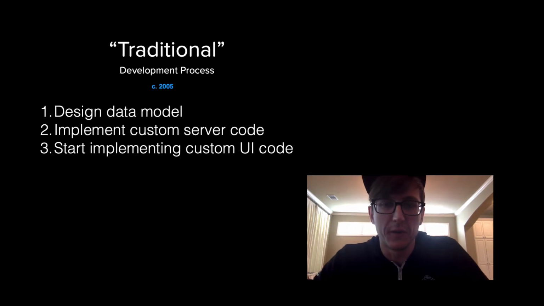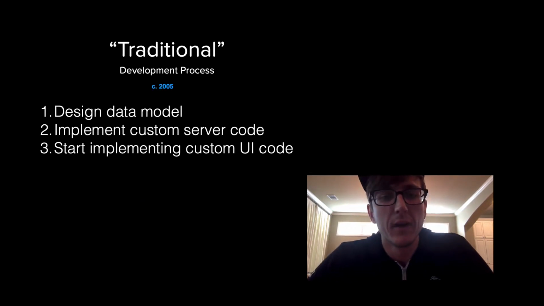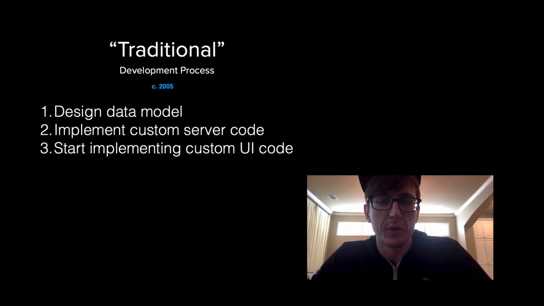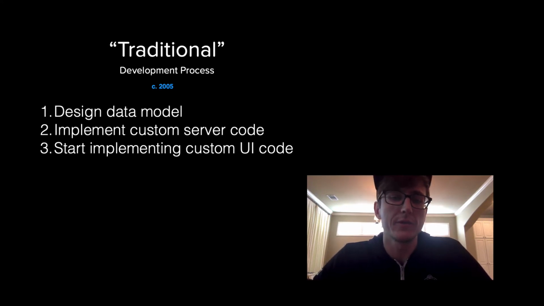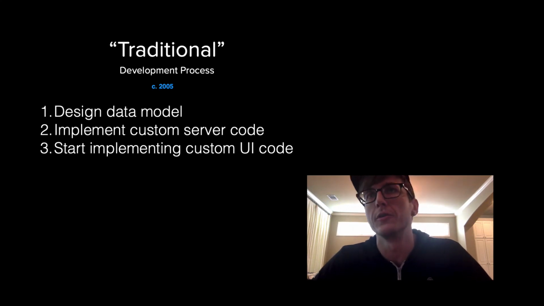And then the traditional development process, let's say circa 2005. One, we design a data model. Two, we implement custom server code. And then three, we start implementing custom UI code, which, as we just talked about, is totally backwards, right? Because now you're designing this data model without having even thought about what you're creating. It's like saying, I want to start a business, so I'm gonna go file cabinet shopping for two weeks. And then I'm gonna permanently stain my understanding and my team's understanding of the business by making everyone think in terms of these file cabinets that have nothing to do with our goals, right?